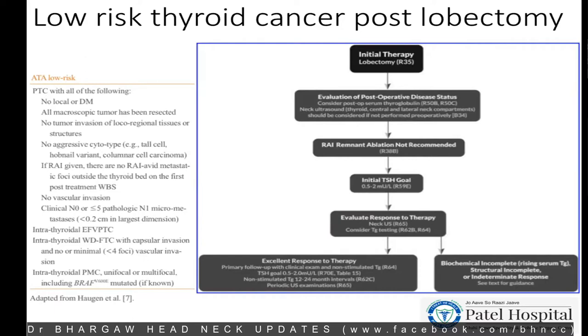When you do a lobectomy for low-risk thyroid cancer, remember, you're only doing a lobectomy for low risk. You consider a post-operative serum thyroglobulin. We normally like to get it at about 3 weeks in total thyroidectomy and between 2 to 6 weeks in a lobectomy. You do a neck ultrasound for follow-up at about 6 to 12 monthly intervals. In this case, there is no recommendation for remnant ablation, and the TSH goal is low. So for all practical purposes, this patient is treated.